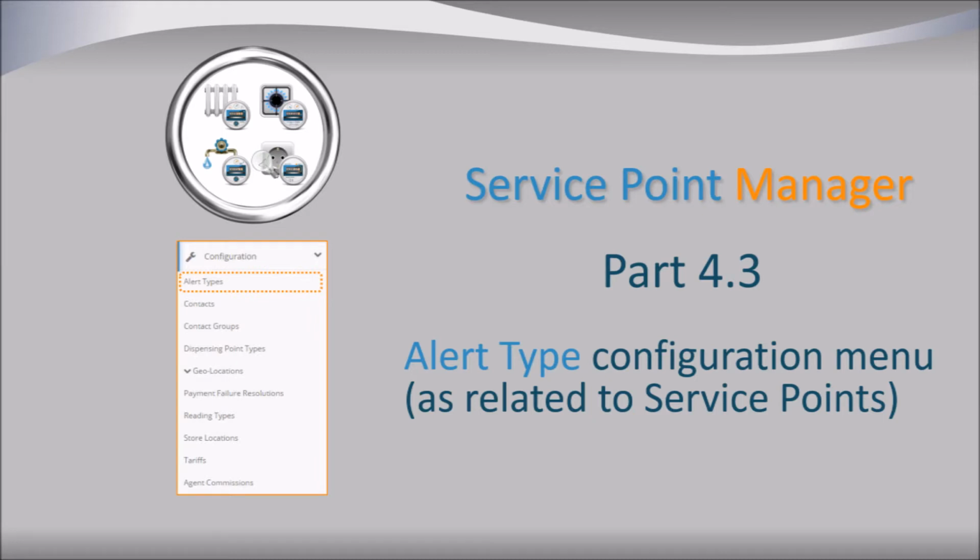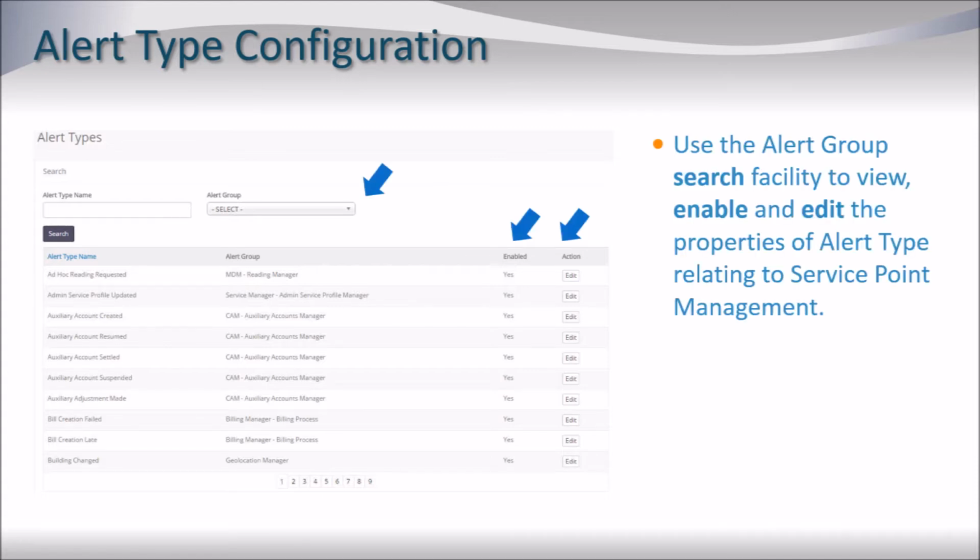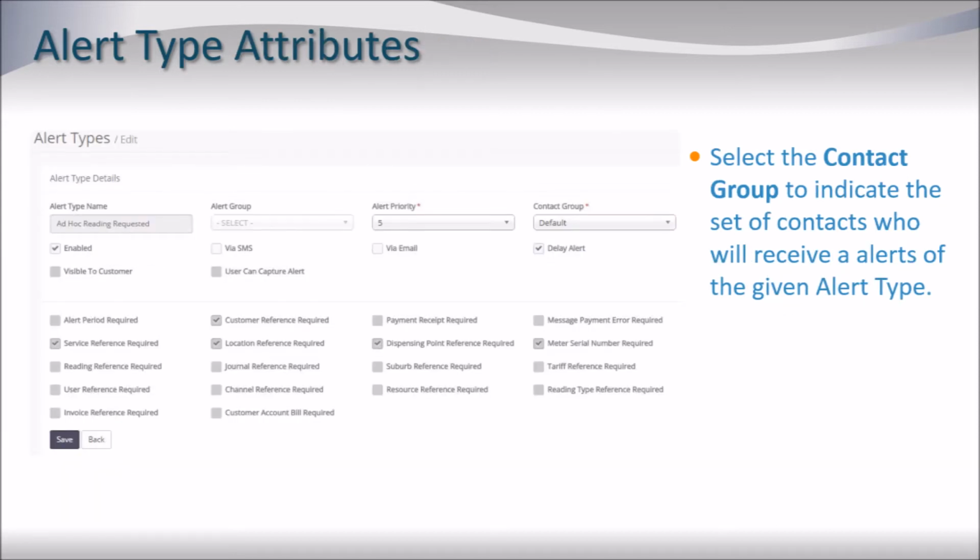Moving on now to the configuration-related menus for Service Point Manager. The first of these is Alert Type Configuration. Use the Alert Type menu to configure the various alert types and their properties. Use the Alert Group search facility to view, enable and edit the properties of alert types relating to the Service Point Manager. The alert type attributes are as shown below.